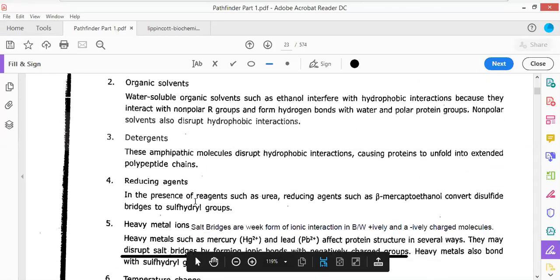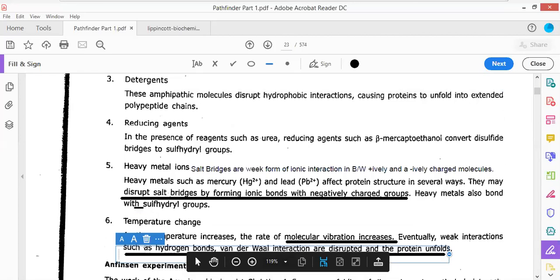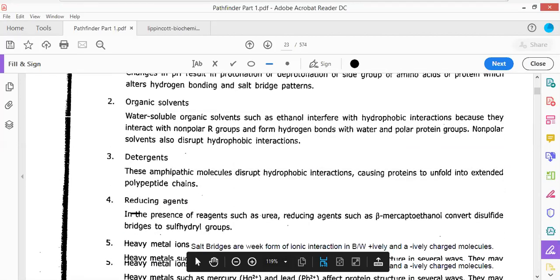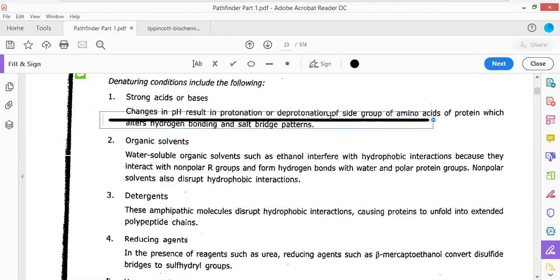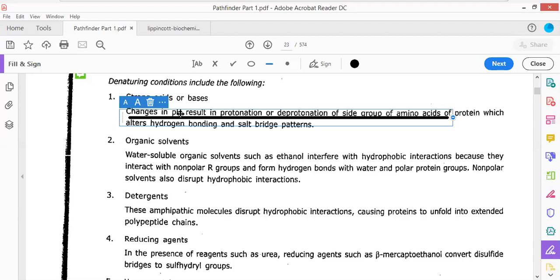Now the next important point: acid and base. Acid and base cause protonation and deprotonation. Changes in the pH result in protonation and deprotonation. Now when you decrease the pH, what happens? You increase the number of protons, because pH equals minus log H positive ion. So pH is inversely proportional to the concentration of protons. You increase the pH, you decrease the proton concentration. You decrease the pH, you increase the proton concentration.